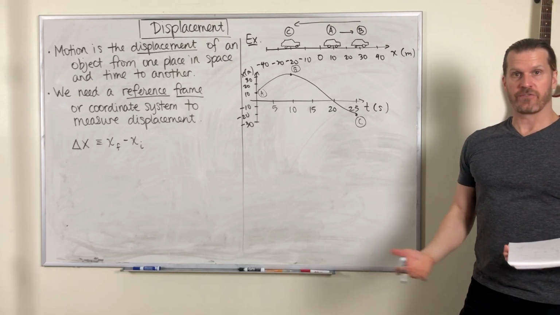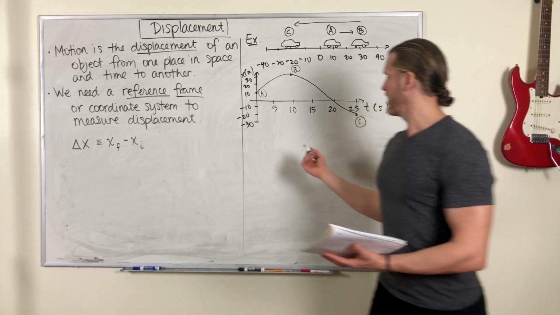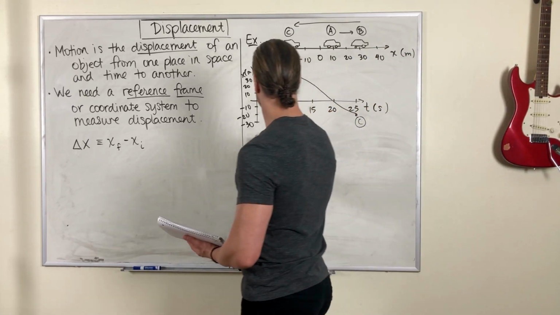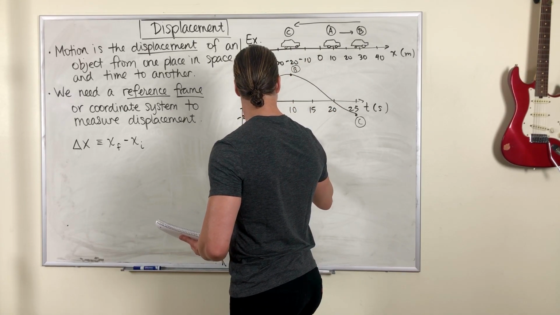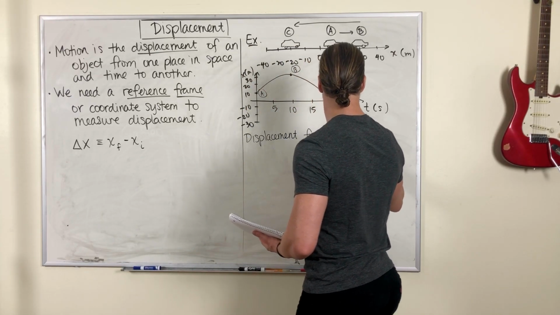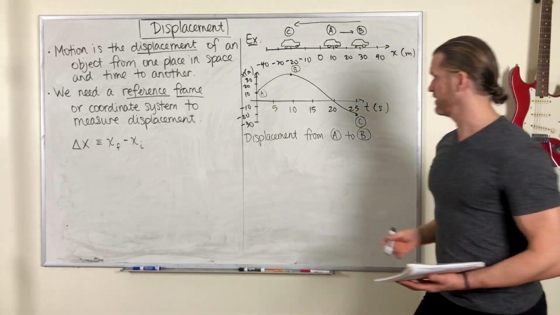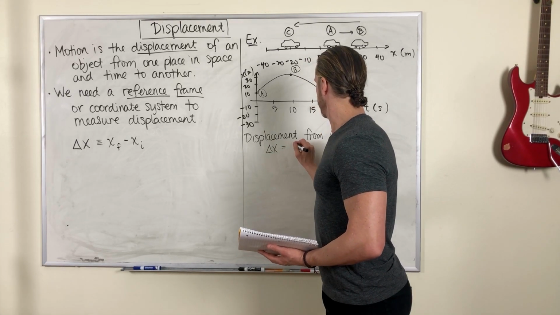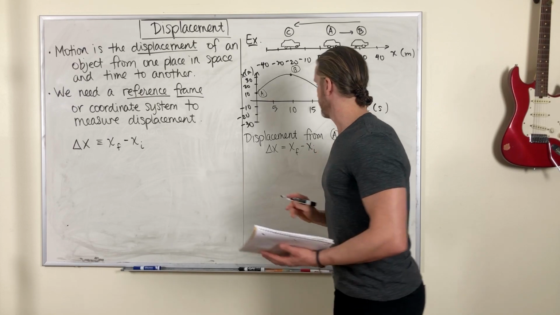Okay, well now let's do some calculations of displacement. Let's find the displacement from A to B. We'll just use our definition. Displacement equals final position minus initial position.